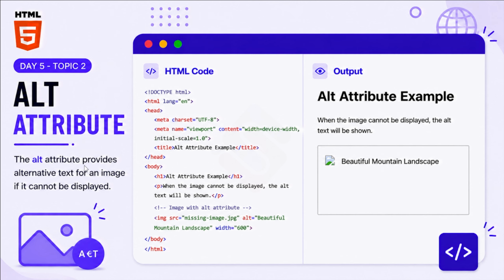The alt attribute stands for alternative text. It provides a text description of an image. Why do we need it? Sometimes the image file is missing, the image fails to load, or a visually impaired user uses a screen reader. So in this situation, the alt text helps users understand what the image represents.